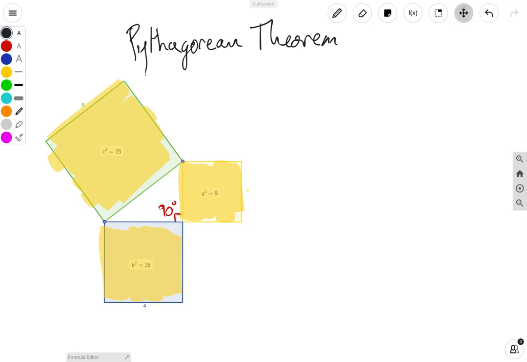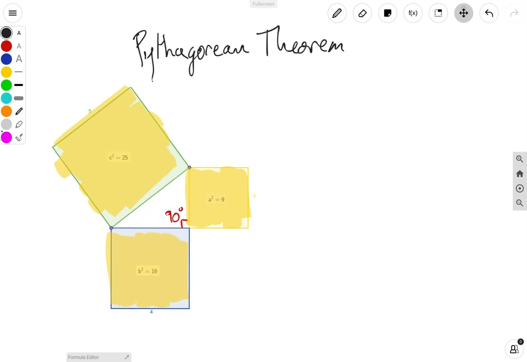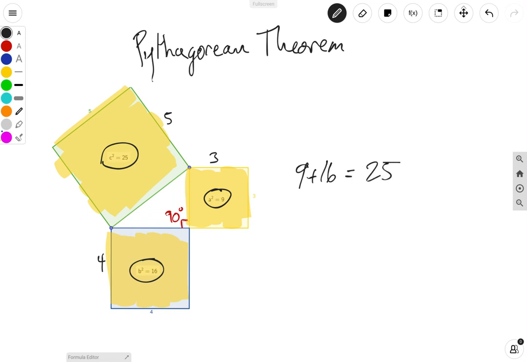And here's why. This large square, I have a 5 by 5 square, and that gives an area of 25. This medium square, I have a 4 by 4 for an area of 16 square units. And the small, a 3 by 3 for an area of 9 square units. When I combine the areas of those two smaller squares, I have 9 plus 16 for an area of 25. And hey, that matches the area of that large square.